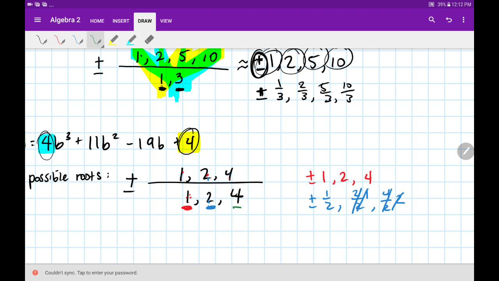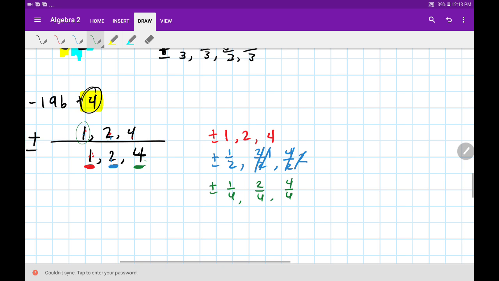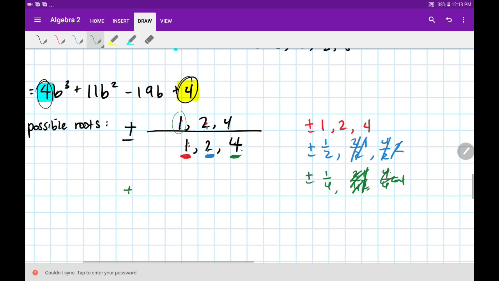Okay, let's try our last denominator. So I have, let's start with 1 over 4. And then I have 2 over 4. And then I have 4 over 4. Well, 1 over 4 doesn't simplify. 2 over 4 becomes 1/2, which I already have, so I'm going to cross it out. And then 4 over 4, that's really just 1, which I also have already, so you can cross it out. So my final list is plus or minus 1, 2, 4, 1/2, and 1/4.